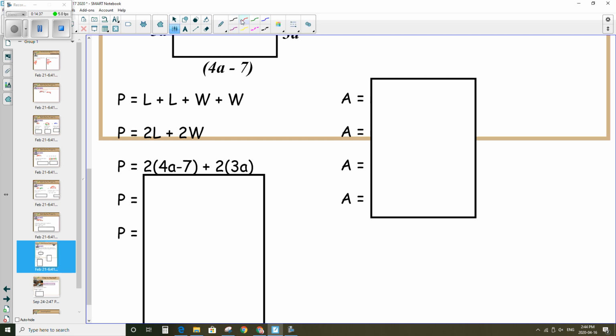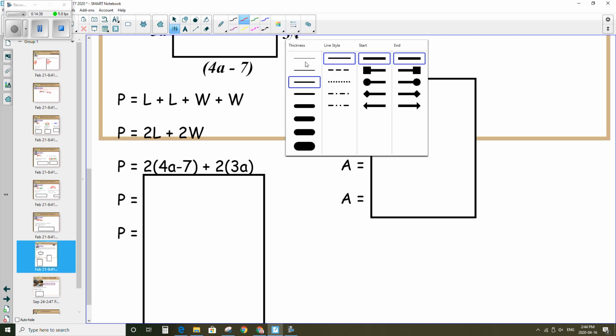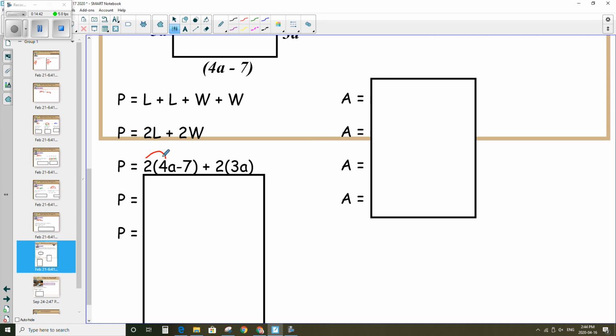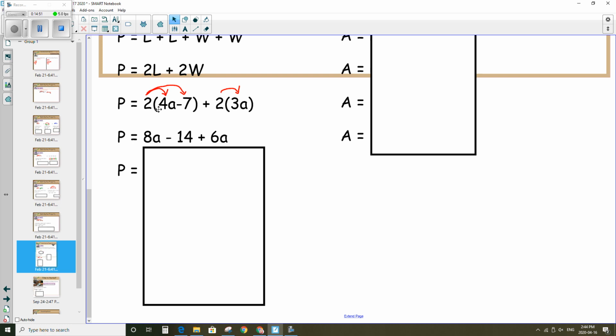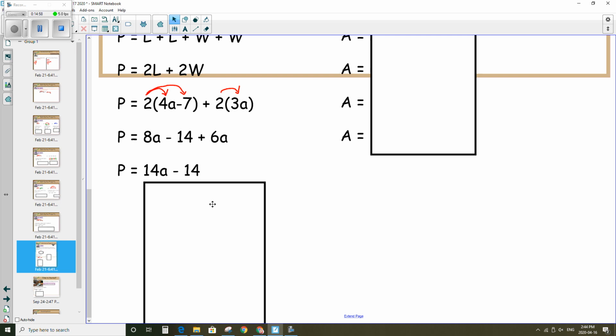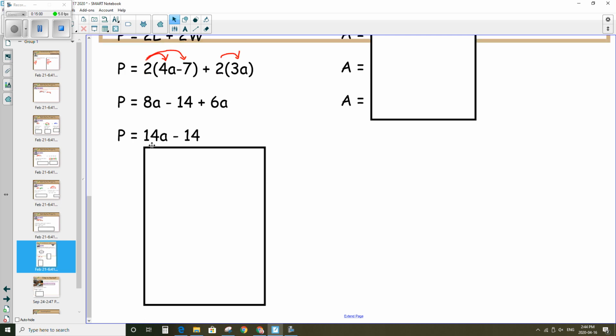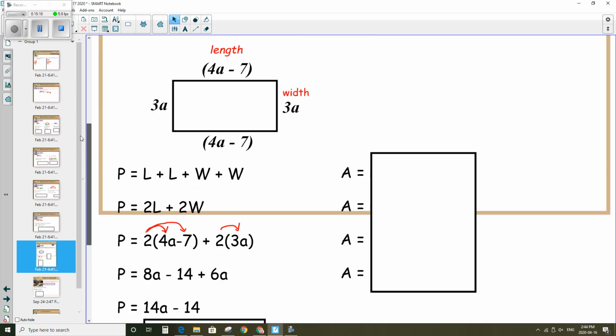And then I used our distributive property that we just learned. 2 times 4a, 2 times negative 7, and then 2 times 3a. 8a minus 14 plus 6a, and then I combine the 8a and the 6a together to give me 14a minus 14. Okay, can't go any further because you can't add or subtract terms that have different endings. This one has an a, this one doesn't. So that is a simplified expression for perimeter.